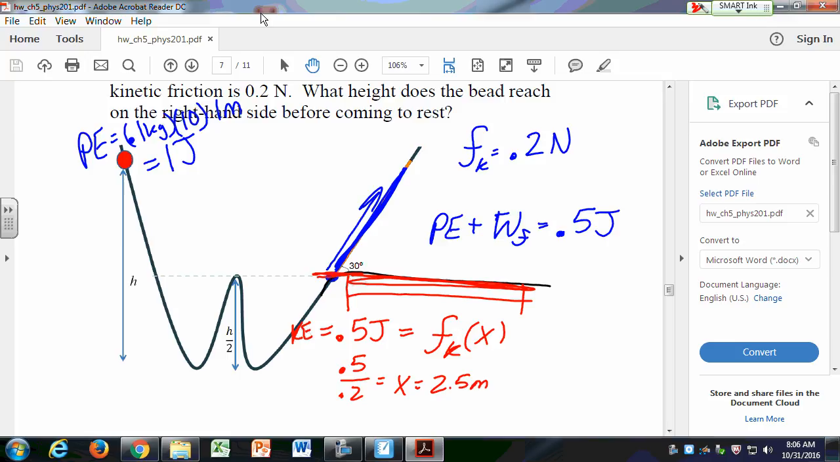Look, it has 1 joule of energy up here. Down here, it has 0.5 joules of potential energy. That means it also has 0.5 joules of kinetic energy. Then it travels along this flat plane, and the kinetic friction takes away energy. For it to stop, it has to take away 0.5 joules of energy. It's a non-conservative force. It takes away energy. This is the energy that's being taken away, the frictional force times the distance, and then you solve for that distance. We did one more similar to this in class, an example in the class.